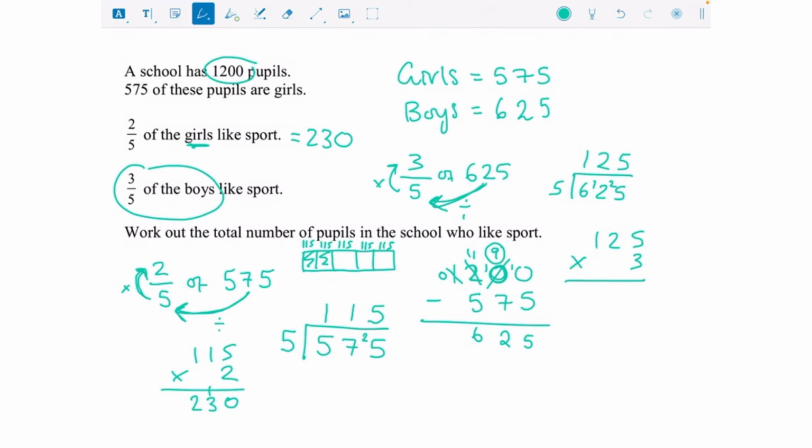3 times 5 is 15. Carry the 1. 3 times 2 is 6. Add that 1 is 7, and 3 times 1 is 3. So 375. We're then going to add those two answers together. 375, add 230, is 605 students. That's how many students like sport, and that would be our final answer.